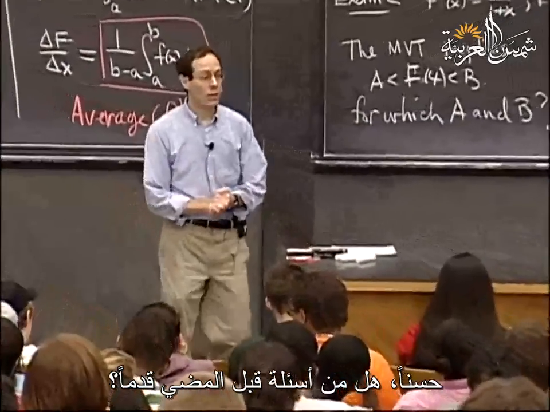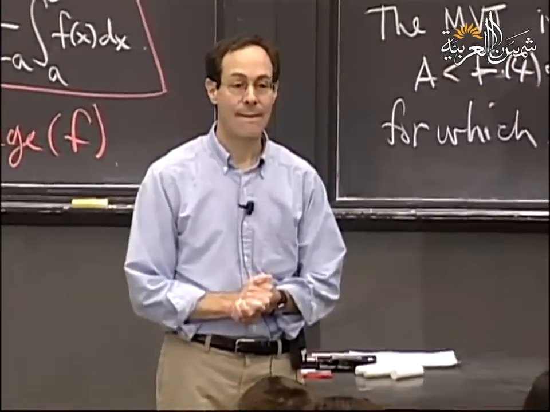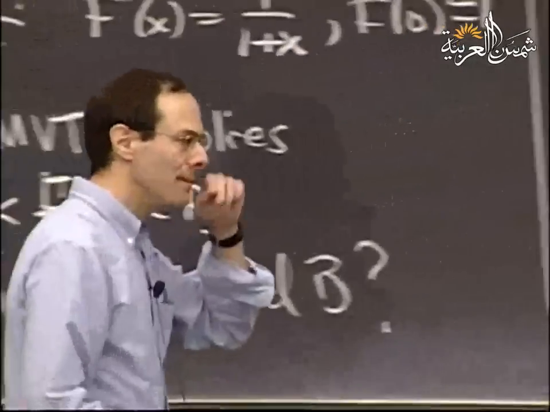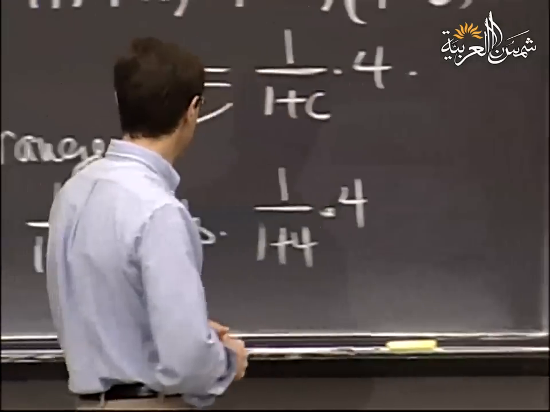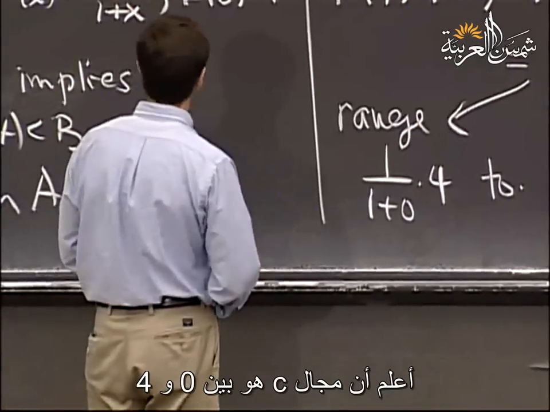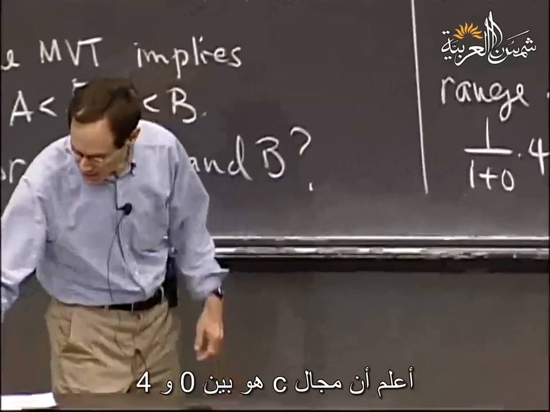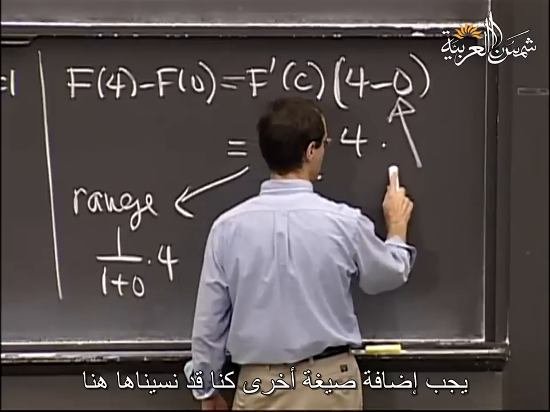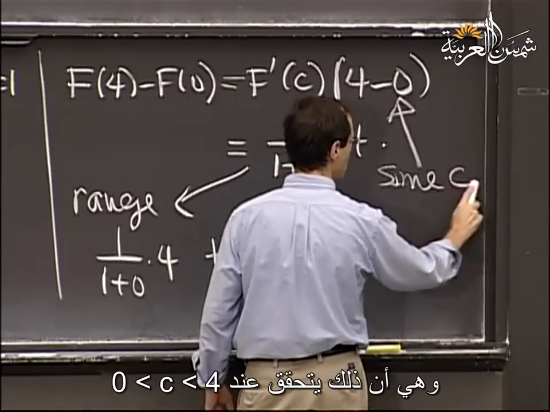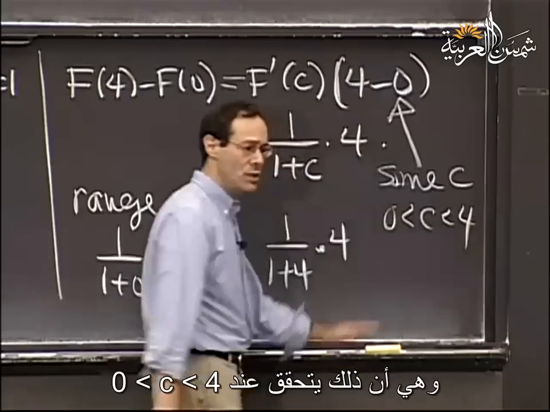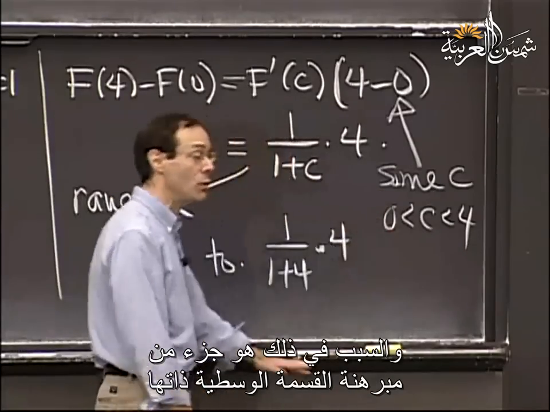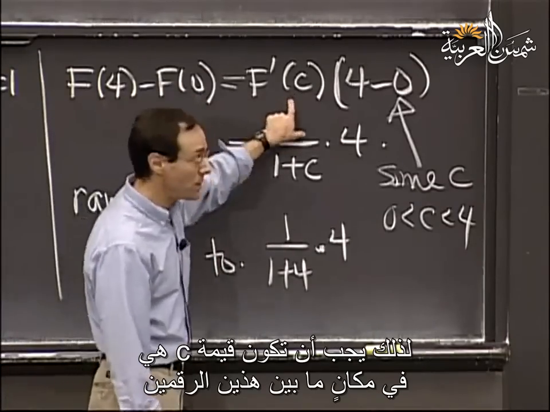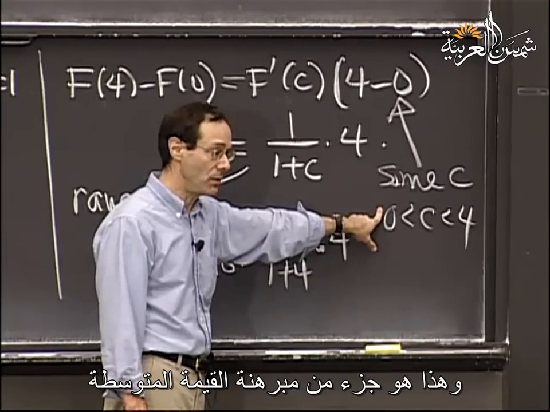Okay, are there any questions before we go on? Yeah? How did you figure out that that was the range from 0 to 4? I knew that the range of C was from 0 to 4. I should have said that right here. This is true for this theorem. The mean value theorem comes with an extra statement, which I missed, which is that this is for some C between 0 and 4. So I know the range is between 0 and 4. The reason why it's between 0 and 4 is that's part of the mean value theorem. We started at 0, we ended at 4. So the C has to be somewhere in between. That's part of the mean value theorem.